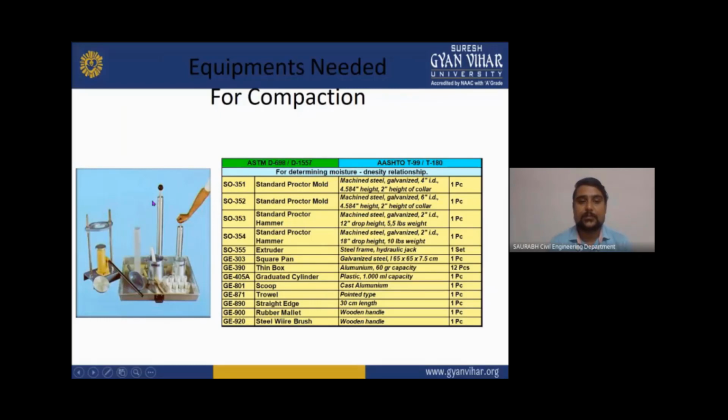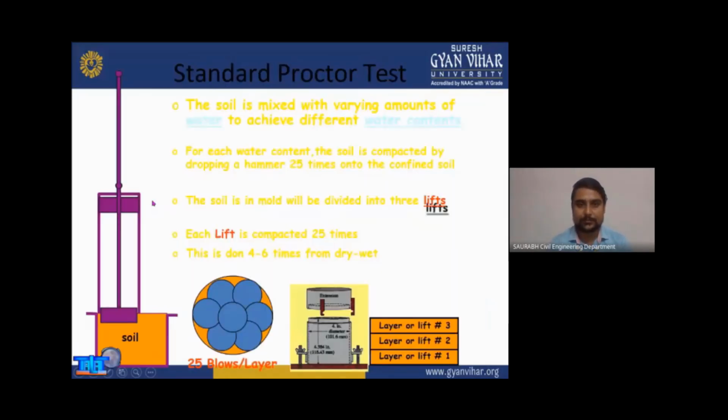Okay, now the equipment needed for the compaction. As you can see here, first one is the standard Proctor mold, one piece required. One piece standard Proctor hammer will be required, one piece extruder will be required, one set of sieves will be required, tin boxes will be required, 12 pieces, graduated cylinder will be required, one piece, scoop will be required, one piece, and trowel will be required also, one piece. And these are the equipment which is needed for doing the compaction of soil.